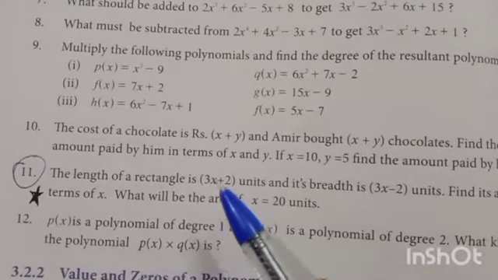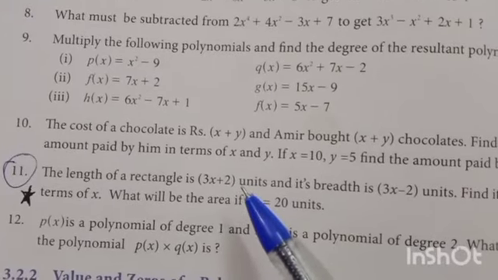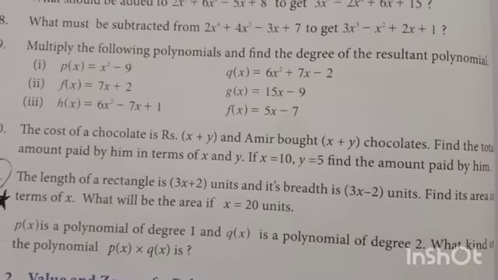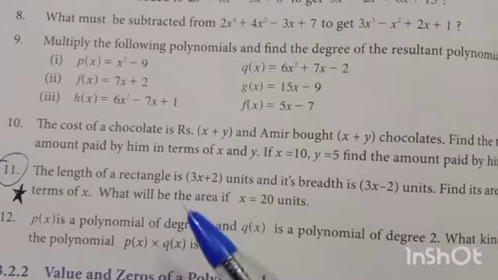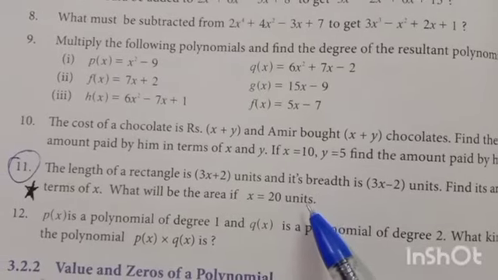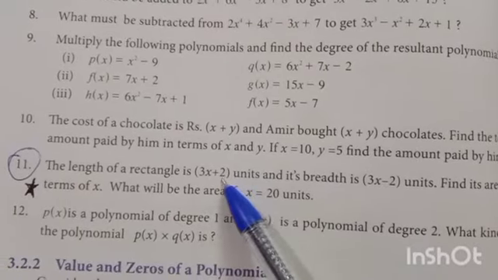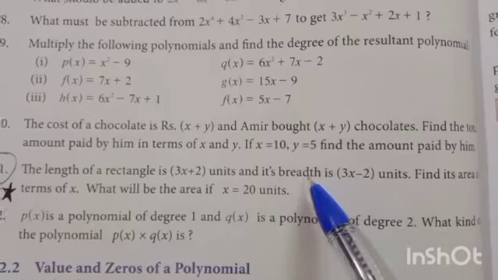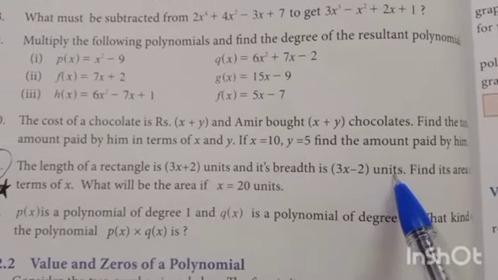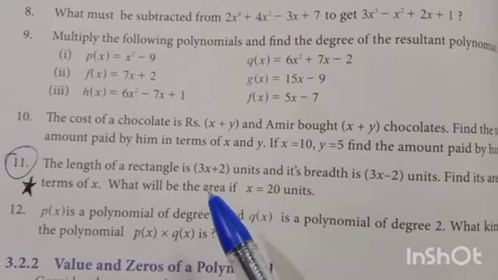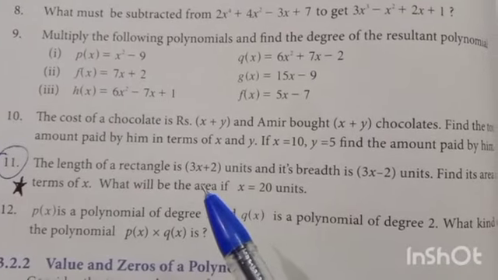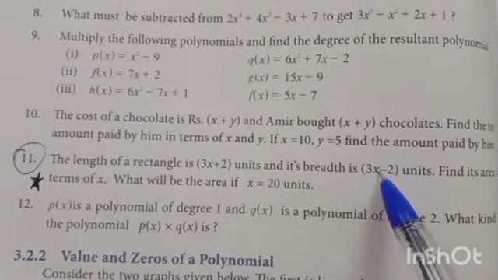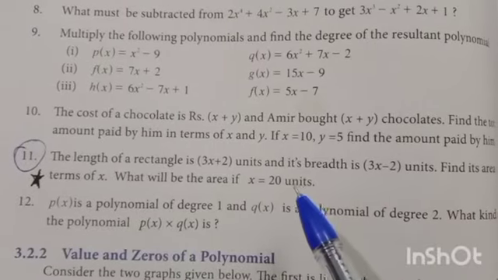Listen, students, 11th question. The length of a rectangle is 3x plus 2 units and its breadth is 3x minus 2 units. Find its area in terms of x. What will be the area if x is equal to 20 units? Length L is equal to 3x plus 2. Breadth B is equal to 3x minus 2 units. We have to find the area. Area of a rectangle, what is the formula? Length into breadth, that is L into B. Substitute the values. After finding that value, substitute x is equal to 20.